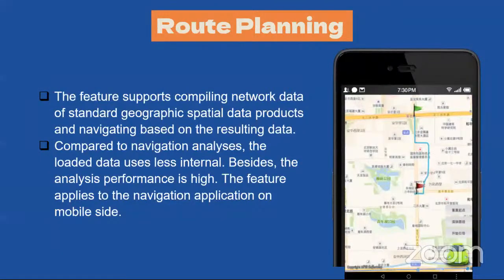For route planning, this feature helps to compile the network data and navigate based on the resulting data. For this, it uses less memory to load the data and has high performance analysis. This feature is applied to navigation applications on the mobile side, as we know on Waze or maybe Google Maps, or in your area, I think Waze mostly.